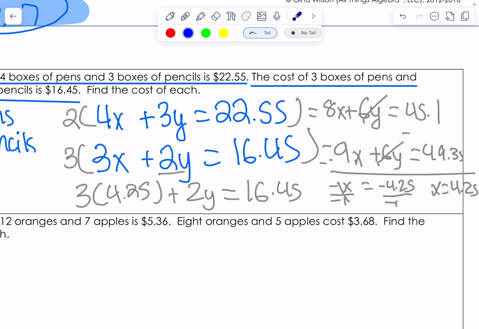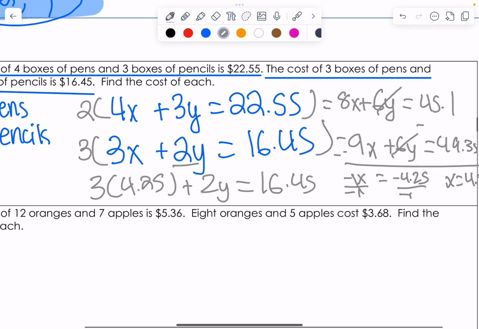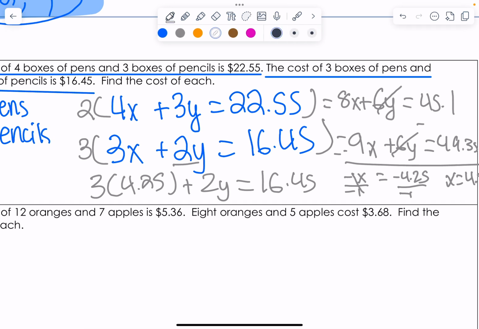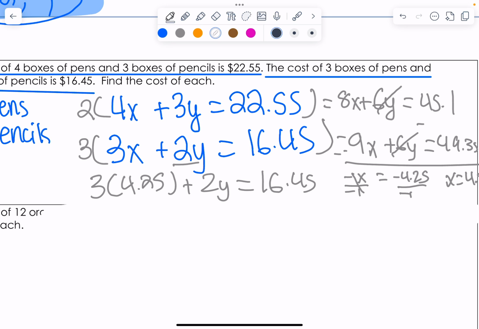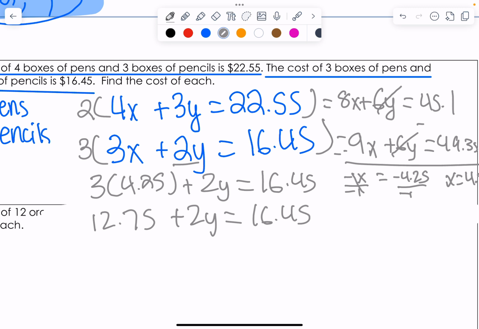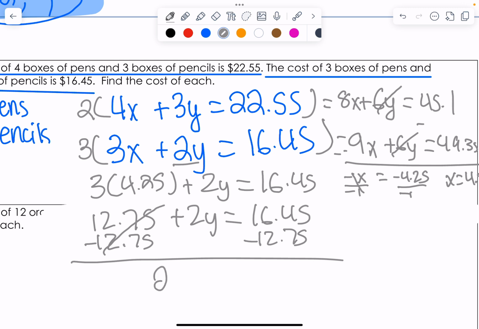3 times 4.25 is going to be, and I'm going to run into this bottom space down here, so let me quickly prepare it. Magic, I know. Okay, 3 times 4.25 is 12.75 plus 2y is equal to 16.45. To get y by itself, let's subtract 12.75 from both sides of our equation. I'm then left with 2y is equal to 16.45 minus 12.75, which I think I get 3.7.